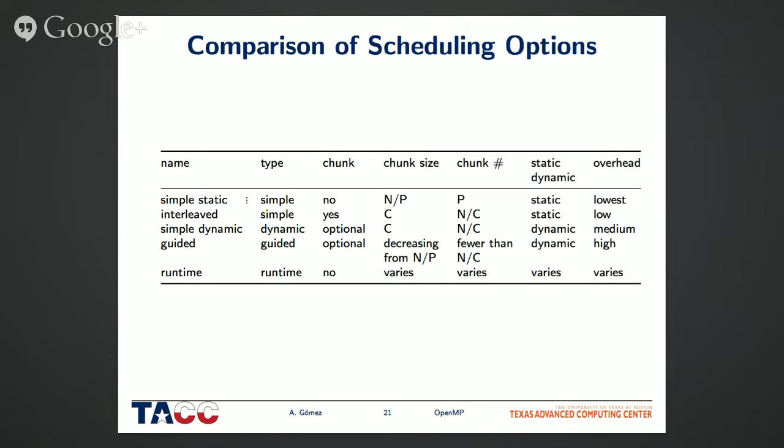Again, here I gave a little bit more information about how these scheduling options work. This is more for your reference, but the idea that you have to take from here is that static has the lowest overhead, while dynamic is kind of medium. The other two options, don't really use them. But you can play with static and dynamic and see which one works better for you if you're really worried about your performance.